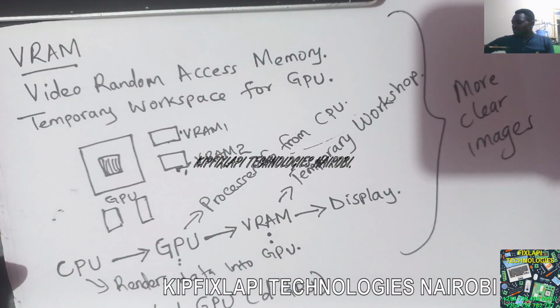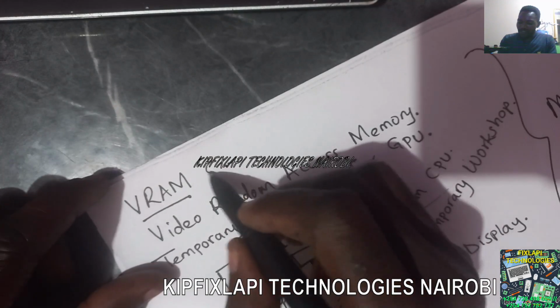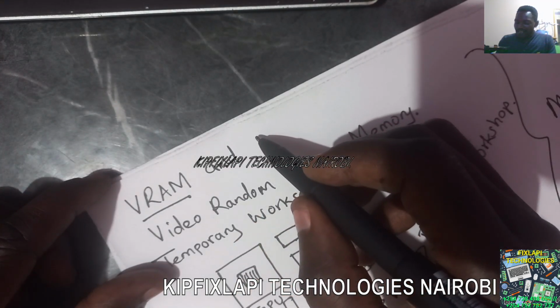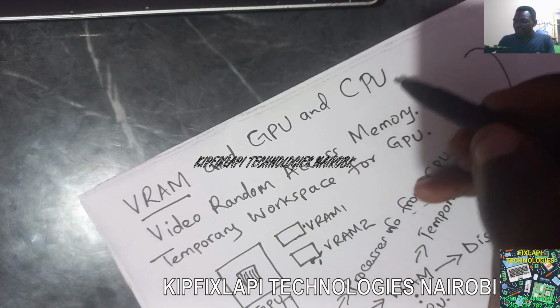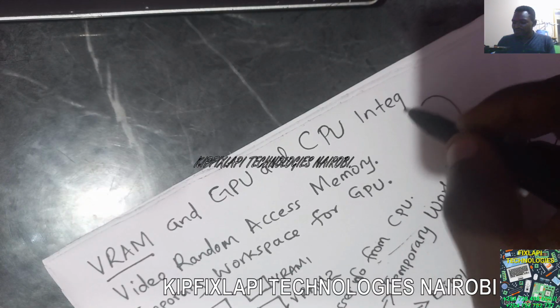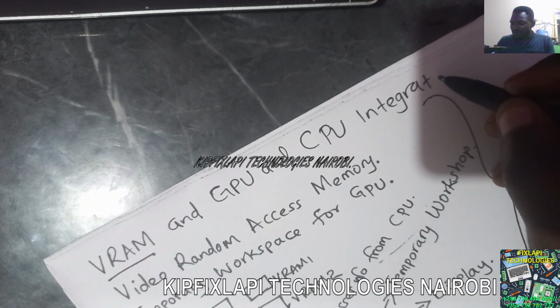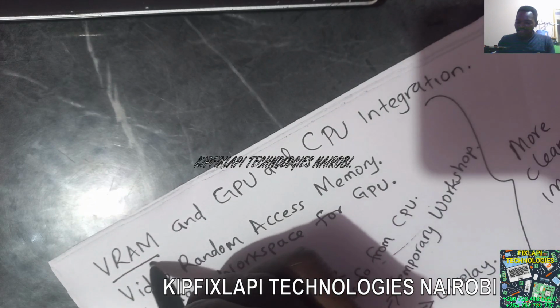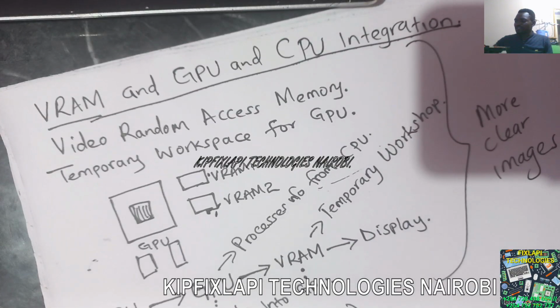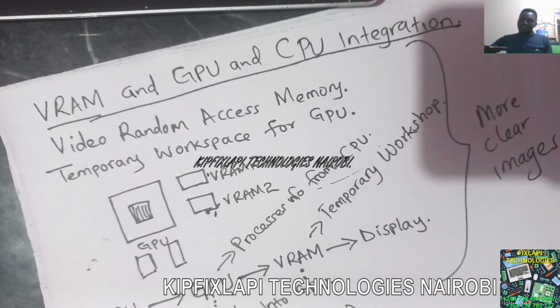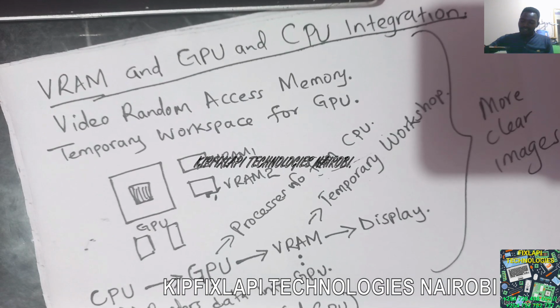So I believe so far you've learned something: how the VRAM, the GPU, and the CPU integrate. This is the integration between the CPU, the GPU, and the VRAM. So now you have a knowledge of how the VRAM works and how it does its work inside the laptop motherboard. And now you know you have two types of GPUs, integrated GPU and dedicated GPU.